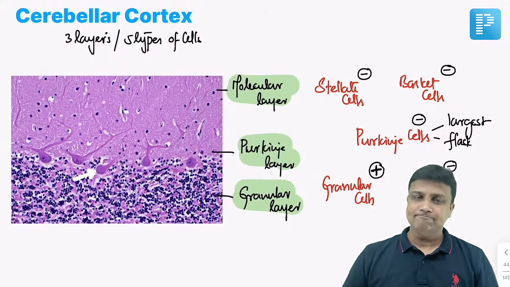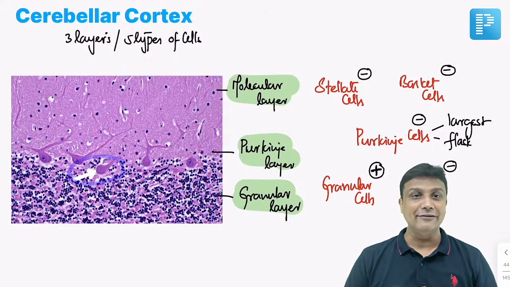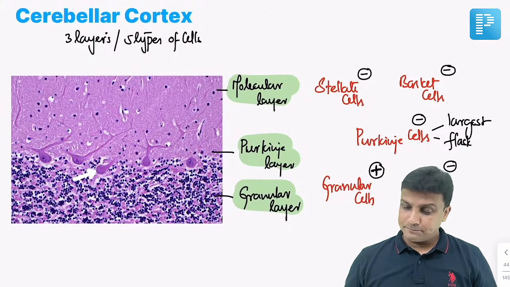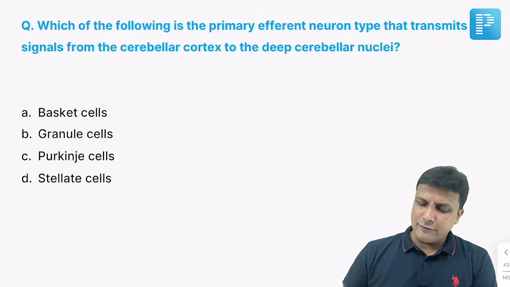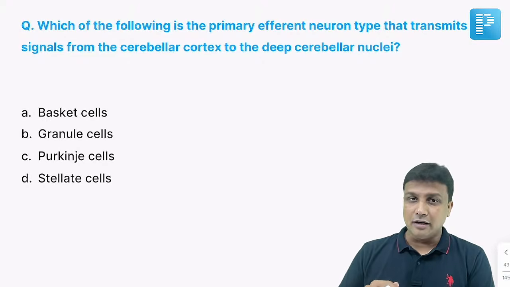Now, one more question. Always in the exam, they're just putting an arrow mark at these cells and you have to identify. That is the Purkinje cell. One more question is done here, sir. Now, my dear friends, what is the question asked here? Which of the following is the primary efferent from the cerebellar cortex?